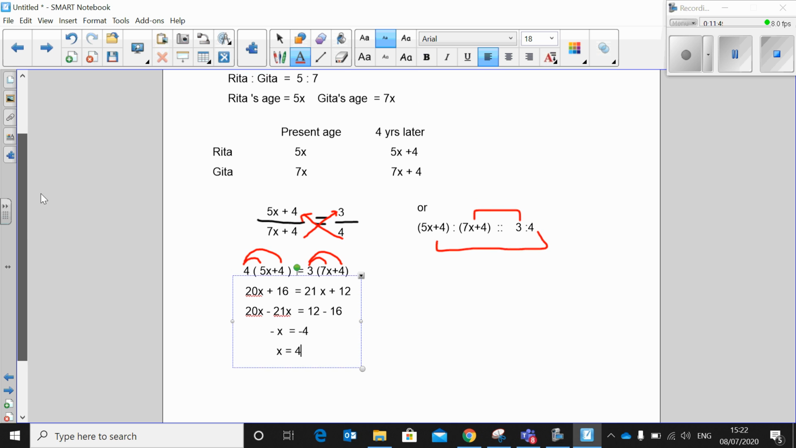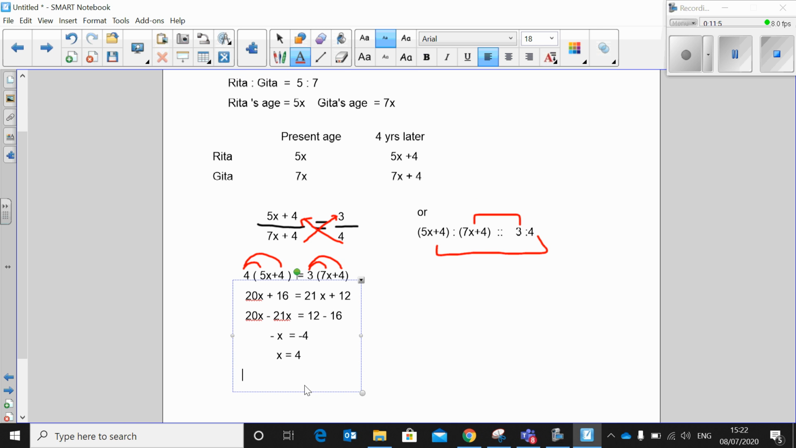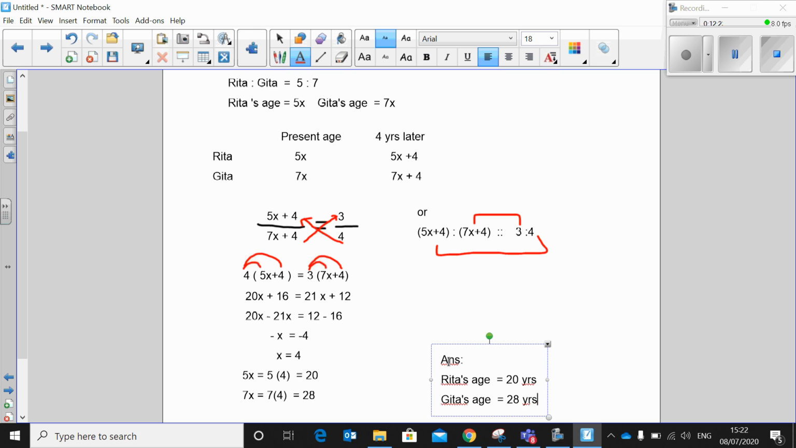5x and 7x. That means 5x is equal to 5 fours, which is 20, whereas 7x is equal to 7 times 4, which is 28. So that means Rita's age is 20 years and Geeta's age is 28 years. That's it. Any doubt?